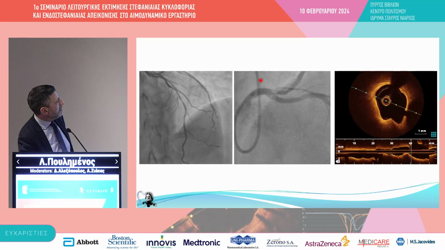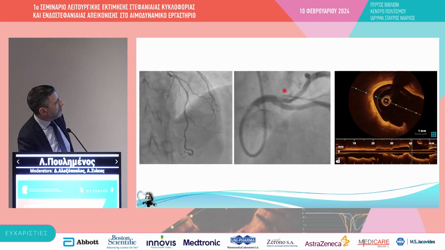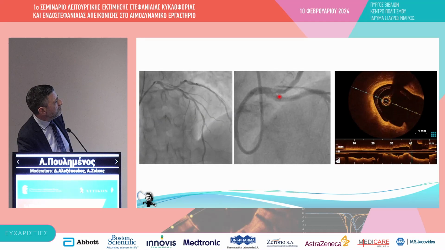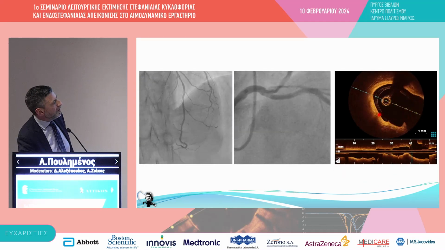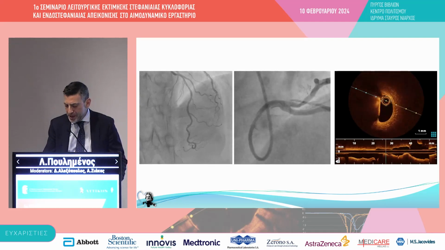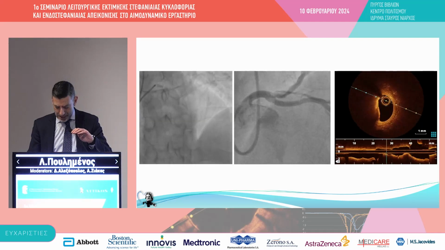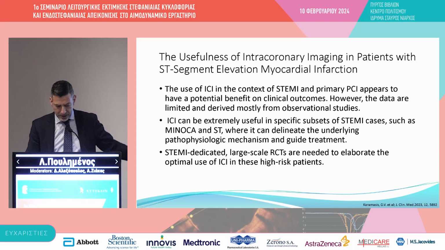You see here the haziness in the proximal circumflex, and we have to image that in order to know what's happening. We find it was a non-disrupted endothelium and probably fibrocalcific disease, and we left it alone.